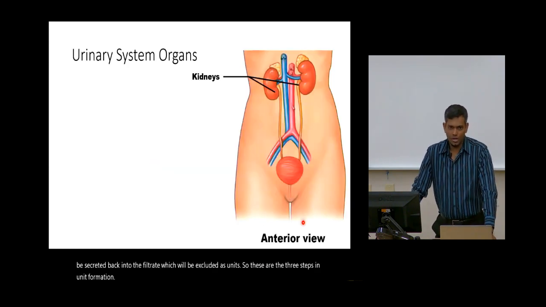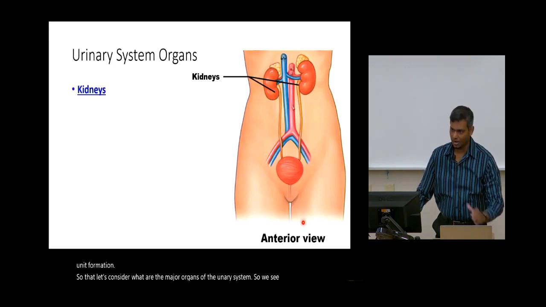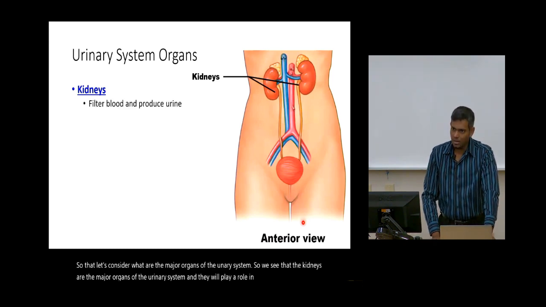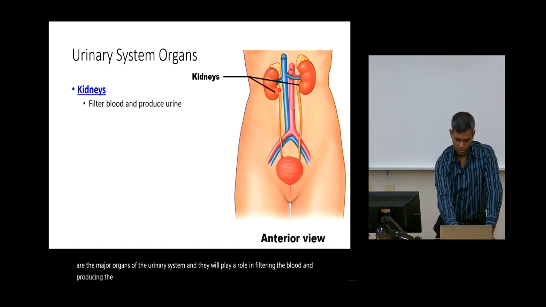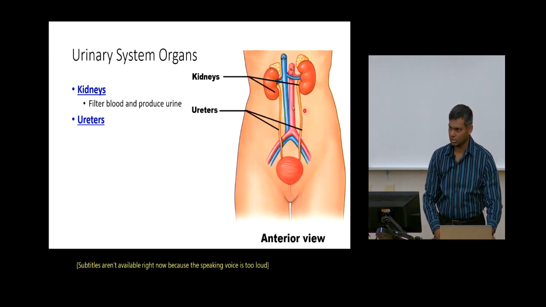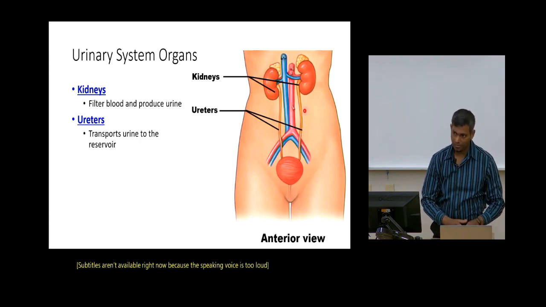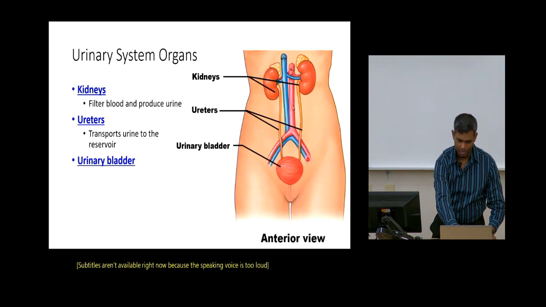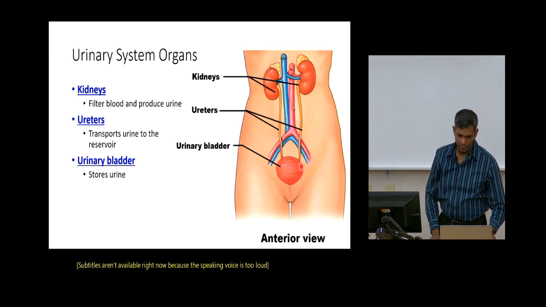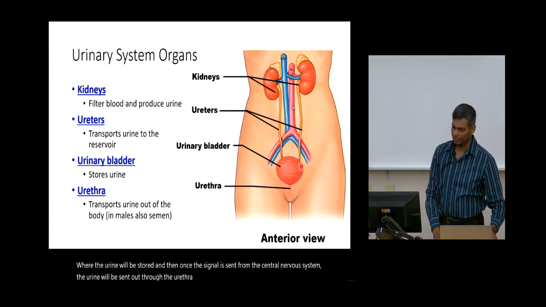So with that, let's consider what are the major organs of the urinary system. So we see that the kidneys are the major organs of the urinary system, and they will play a role in filtering the blood and in producing the urine. So this urine which is produced in the kidneys will be sent through the ureters. So these are tube-like structures, and each kidney will have a ureter, and that will carry the urine to the reservoir, which is the urinary bladder, where the urine will be stored. And then once the signal is sent from the central nervous system, the urine will be sent out through the urethra to the external environment.